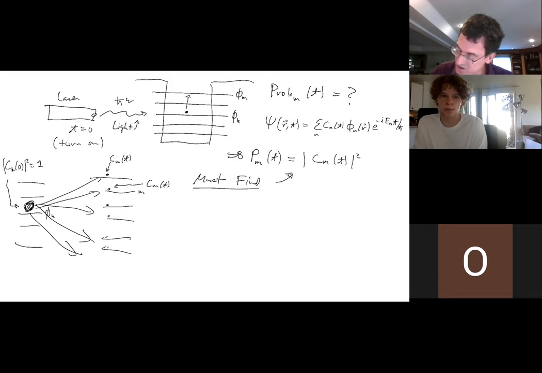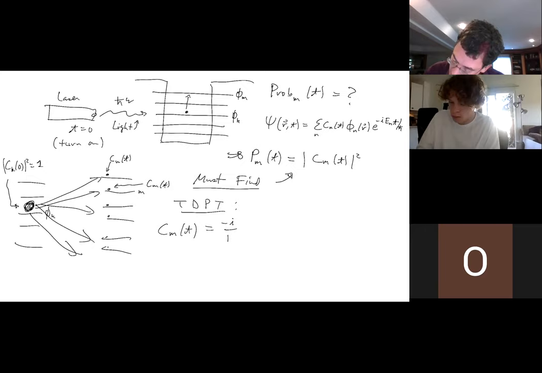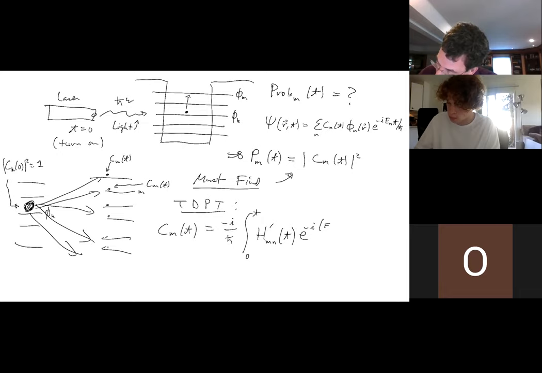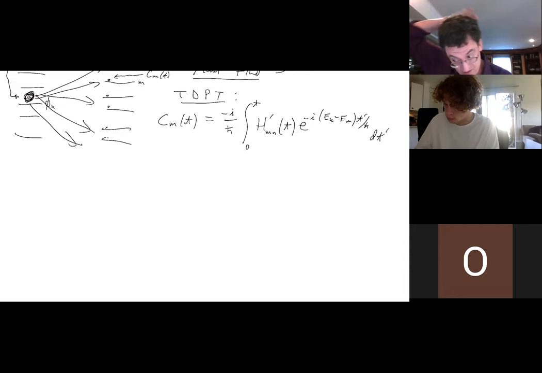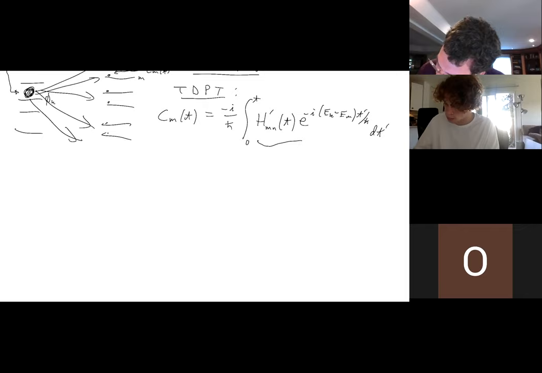And so we know how to find it. We did our time-dependent perturbation theory, and we found that the amplitude in a random state, the mth state, accumulates. It's equal to negative i over h bar, the integral from zero to t of the matrix element of the perturbation, which is a time-dependent perturbation, and we have a phase factor, e to the negative i (E_k minus E_m) t' over h bar, dt'. All right, that's what we found. And this part inside, basically this is the time derivative of C_m(t), and we're just integrating it.